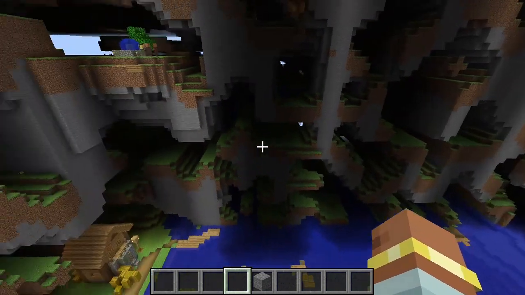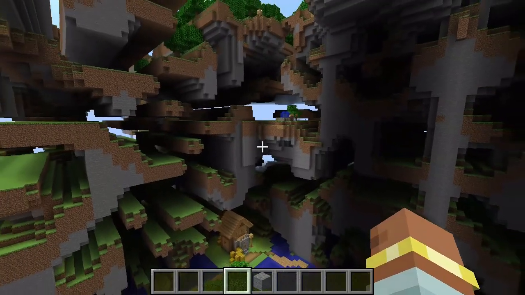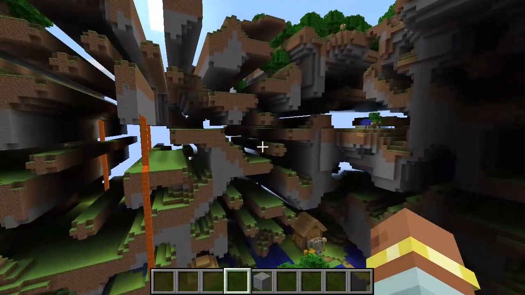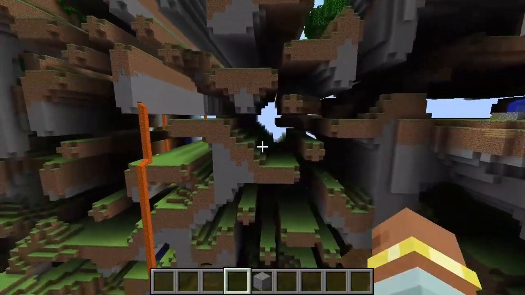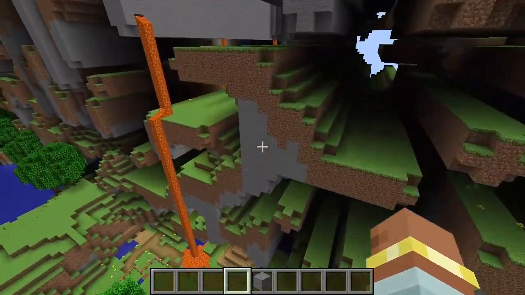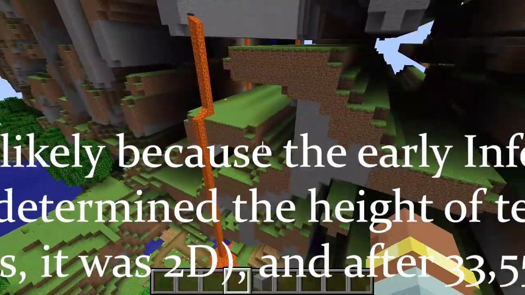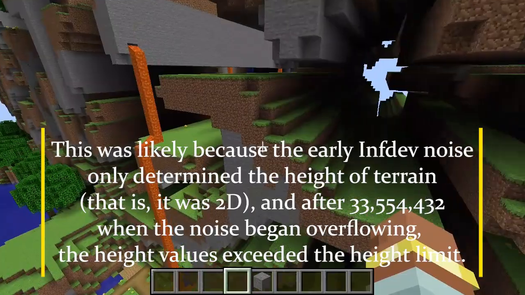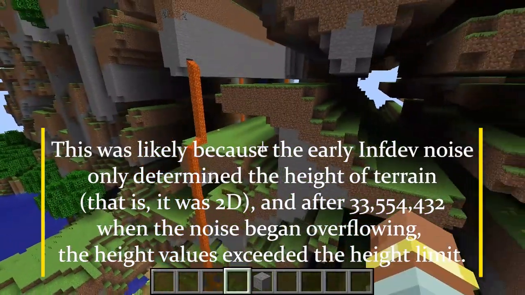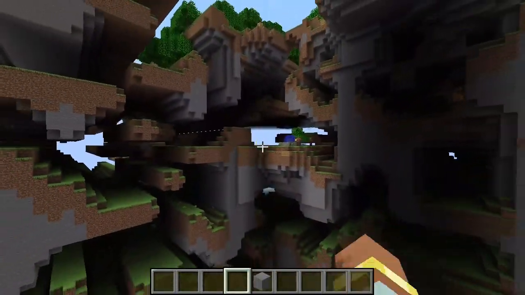The farlands look different in early InfDev versions. In the original InfDev build, the farlands were just a stone wall at 33,554,432, with chunks beyond just completely filled with stone, and that was it. The farlands became much more familiar in the March 27th, 2010 build.